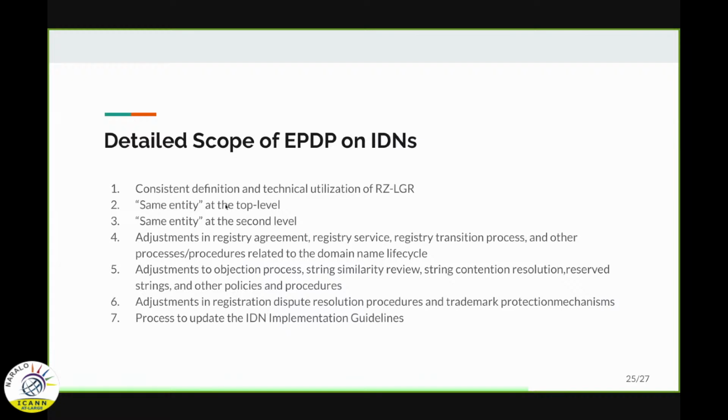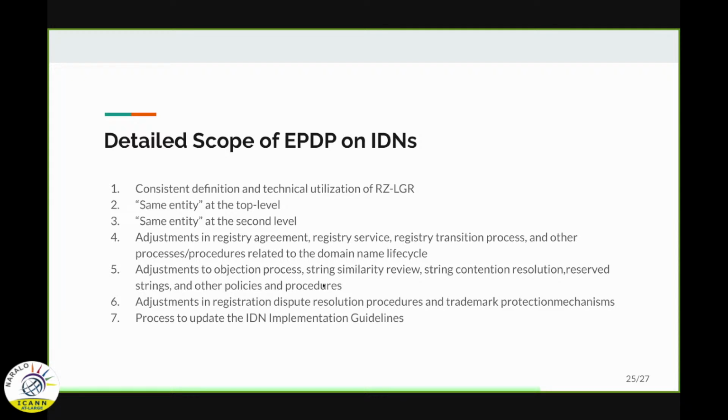The detailed scope, if you look at it: the first thing is to define the issue of variants. Then the same entity, how to implement it at the top level and at the second level. What are the adjustments required in the registry agreement, service, transition process, and other procedures that relate to the domain lifecycle. Like I said earlier, if you transfer a domain which is a variant, the full set of variants has to move. And even while applying for a second level domain, the whole process might have to provide the option for asking for variants. So this is going to significantly change a number of processes that we've been following so far.